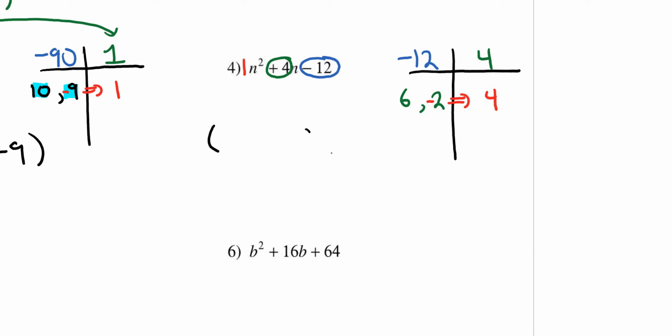Alright, and then you set up your brackets here. Since you have a leading coefficient of 1 there, you need to have the variable n. You need an n here and an n there. And the numbers that we found were 6 and negative 2. So this would be now plus 6 and minus 2, and that would be your final answer there.